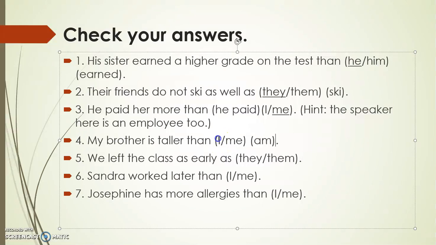My brother is taller than I or me am. Of course you would say taller than I am. We left the class as early as they or them left. And of course you would say they left, not them left. Sandra worked later than I or me worked. So you would say I worked, not me worked. Josephine has more allergies than I or me have. Of course you would say that I have.